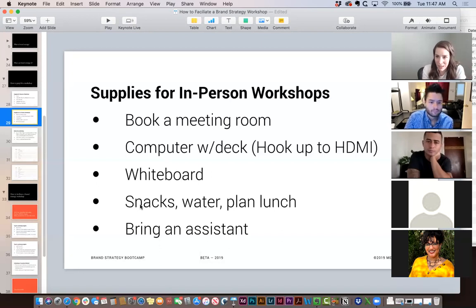Funny thing is they brought snacks too, but it's all good. But also you want water. You just don't want them to be stranded, and you want them to be able to think. So I bring healthy snacks, water, and then plan some kind of lunch with us. We actually went out, so that was easy, but you want to make sure that you're not planning things on the fly. So you want that to be done ahead of time.